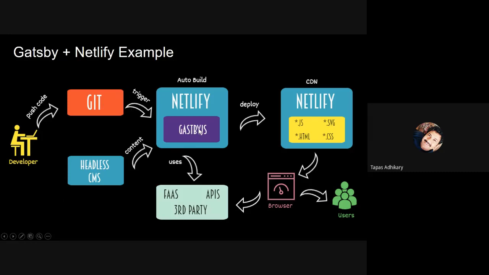I have taken Gatsby as an example. It could be any other site generator. In my case it's React code. Gatsby generates an auto build for this whenever it happens. And where exactly does it happen? It happens in the Netlify environment. The auto build gets generated. Whenever the build is done, what exactly happens? There is a deployment to the Netlify CDN.